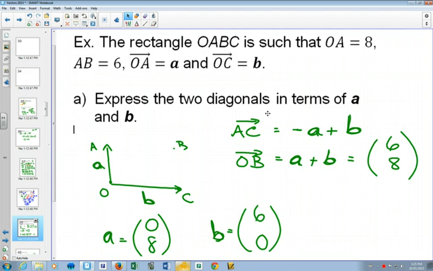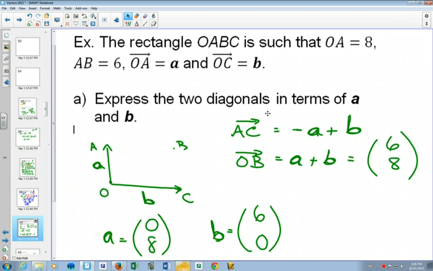And so just based on those two vectors that were given, we can say that we know what A to C is, that diagonal, and what O to B is. And if we think about what our actual vectors are as far as position vectors, since we know the length of O to A is 8, that would tell us that that vector would be 0, 8. And since A to B is 6, that means O to C is 6. And so you would know what that vector is as well.